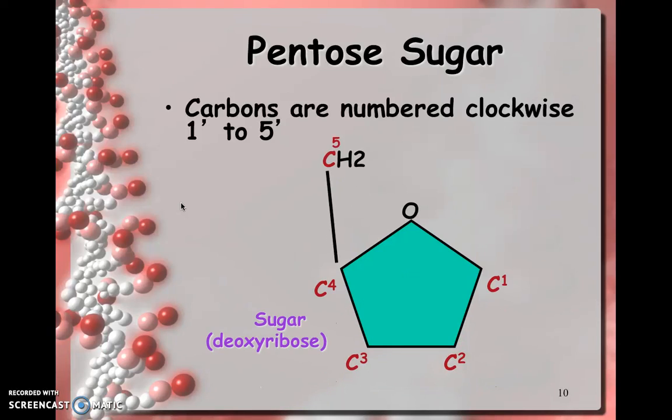Okay, so looking a little bit closer at the sugar, carbons are usually numbered clockwise, and they're numbered 1 through 5 on here. So here's your 1, 2, 3, 4, and 5. Please sketch this into your notes as well.